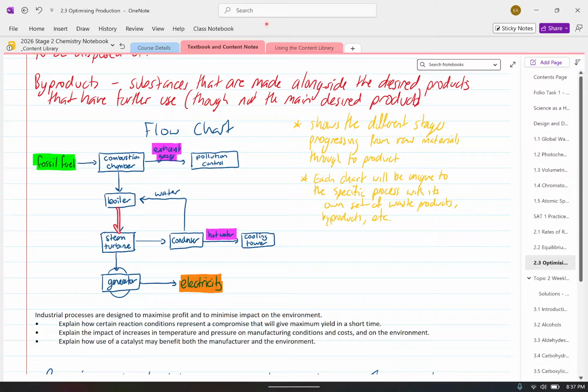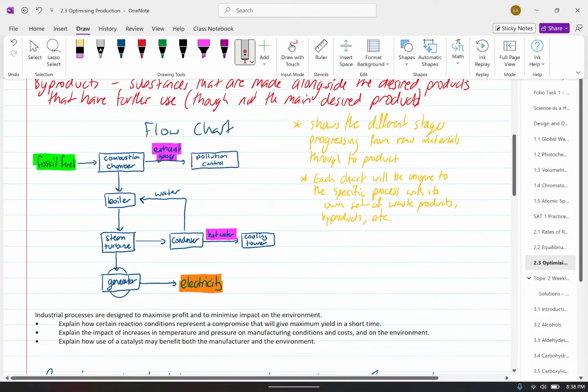Now, the water that's boiled in this process, after it's spun the steam turbine, will need to be condensed. It'll need to be cooled down and turned back into liquid water. Now, that liquid water, which is a byproduct. Yeah, byproduct. I need a new color, don't I?